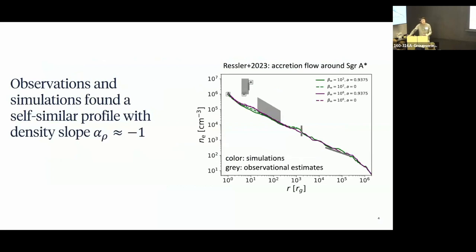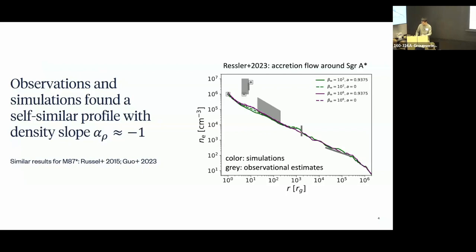And from observation and past simulations, we do seem to have an answer already. That is, this kind of flow tends to develop a self-similar profile with a density slope somewhat close to -1. So here in this plot, I'm showing you some simulations for the accretion onto Sagittarius A star by Sean Ressler et al. Also in comparison with a bunch of different observational estimates, you can see they are broadly consistent with each other. Similar results are found for M87 star, as Minghao talked about earlier in the morning.